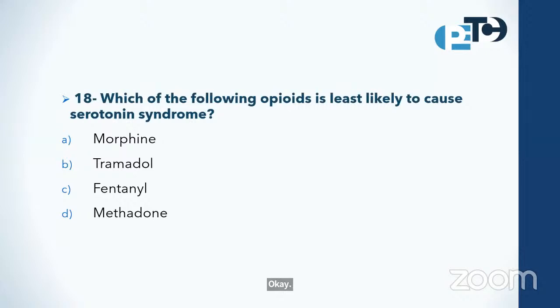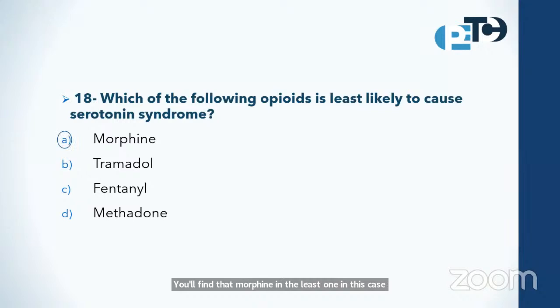Which of the following opioids is least likely to cause serotonin syndrome? We know that the interaction between opioids and selective serotonin reuptake inhibitors may lead to serotonin syndrome because both of them increase serotonin level. But some of the opioids have little effect on this. Regarding the choices, morphine, tramadol, fentanyl, or methadone, which is the least one? You'll find that morphine is the least one in this case.